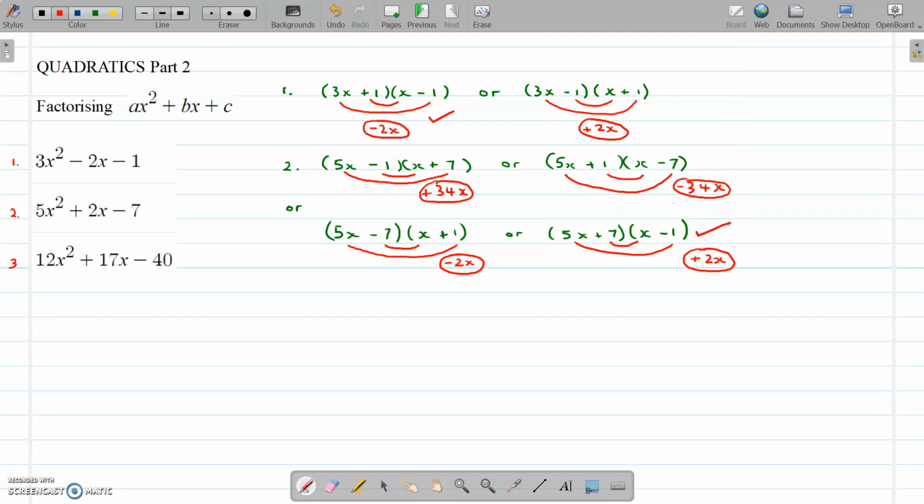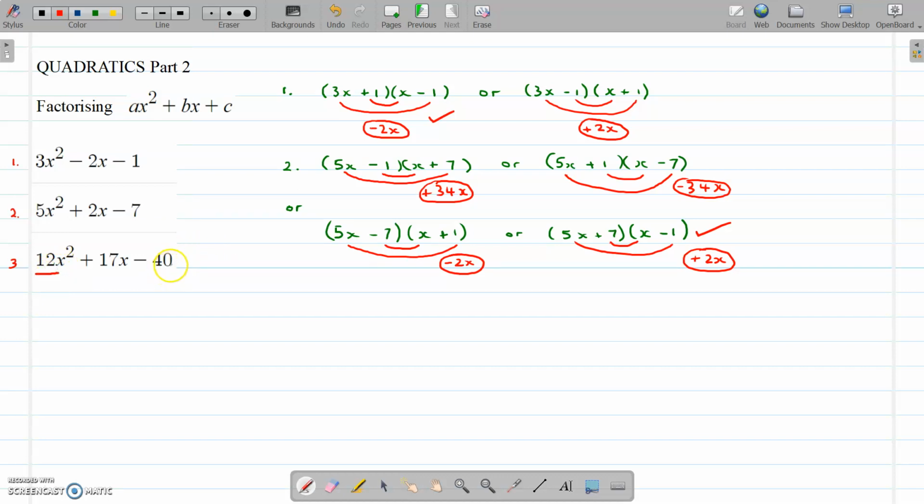But you wouldn't necessarily need to write all of those down. You could probably narrow it down quite quickly and get to that fairly quickly. However, this is more of a challenge, because look, what could you possibly do to start? You could have 12x times x. You could have 6x times 2x. You could have 4x times 3x.